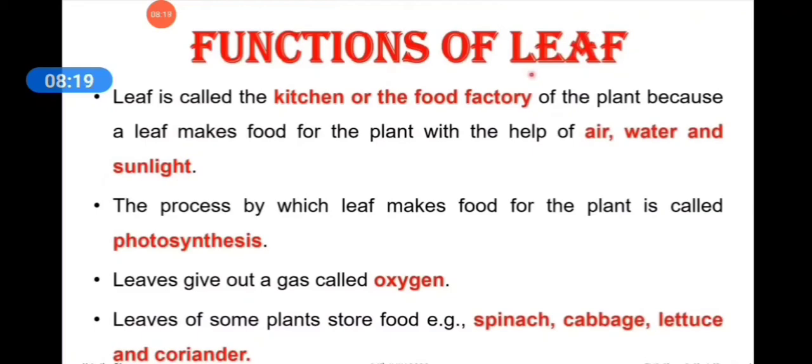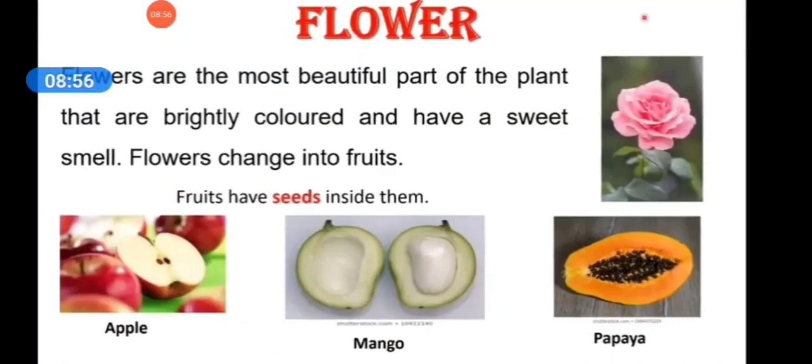Functions of leaf. Leaf is called the kitchen or the food factory of the plant because a leaf makes food for the plant with the help of air, water and sunlight. The process by which leaf makes food for the plant is called photosynthesis. Leaves give out oxygen which is needed for our breath. Leaves of some plants store food. Example, spinach, cabbage, lettuce and coriander. We eat this type of leaves.